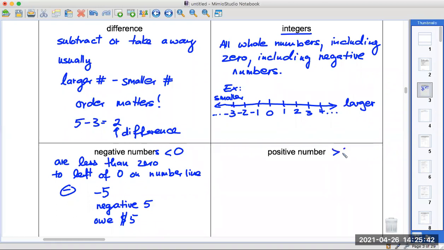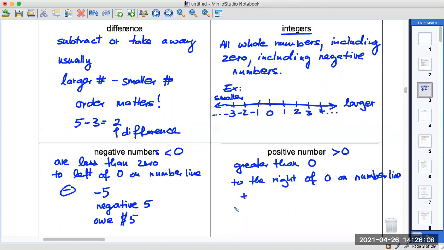Okay, and positive numbers are greater than 0, and to the right of 0 on the number line. And the symbol is a plus, but we don't usually write +5. It's just assumed, or simply 5. If it doesn't have a symbol, it's a positive, it's plus. We can say +5. In money, we said we have $5.